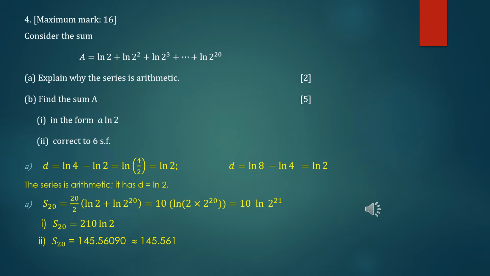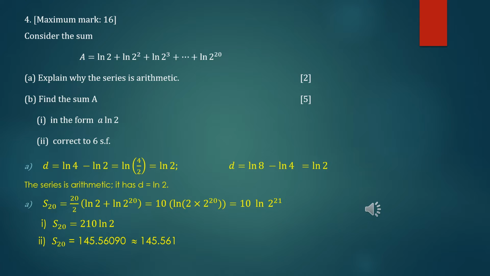The series or sequence is arithmetic if we can find a common difference. So we find the common difference by subtracting the first term from the second term, or the second term from the third term. The solutions are here, and you can see that in all cases we have the same d, or common difference, which is equal to ln2. So we can say that the series is arithmetic because it has a common difference, which is equal to ln2.